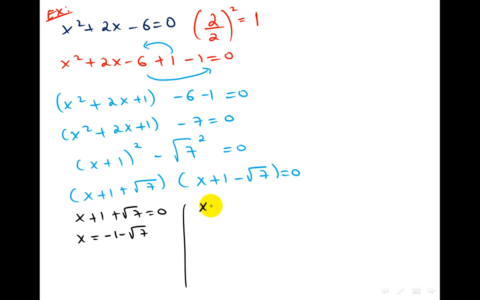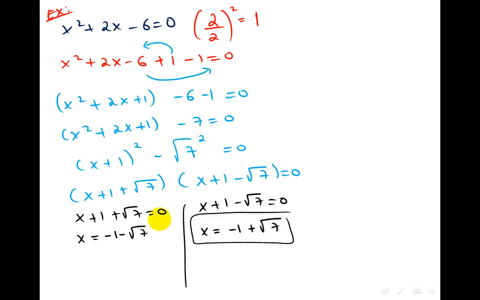And here x plus 1 minus root 7 equals to 0. So to make x by itself, take everything back. It will be x equals to, this plus 1 will be changed to minus 1, and this negative root 7 will be changed to positive root 7. So you'll have these two solutions.